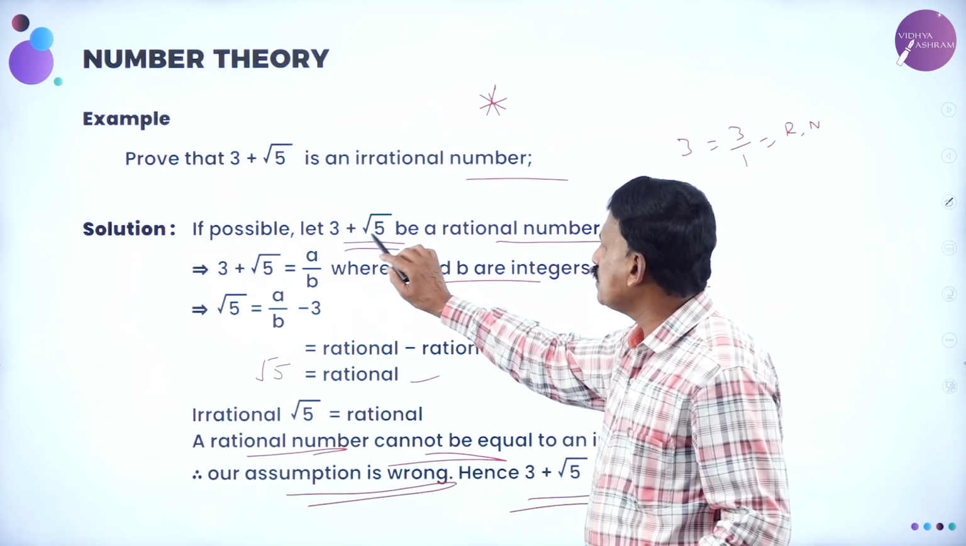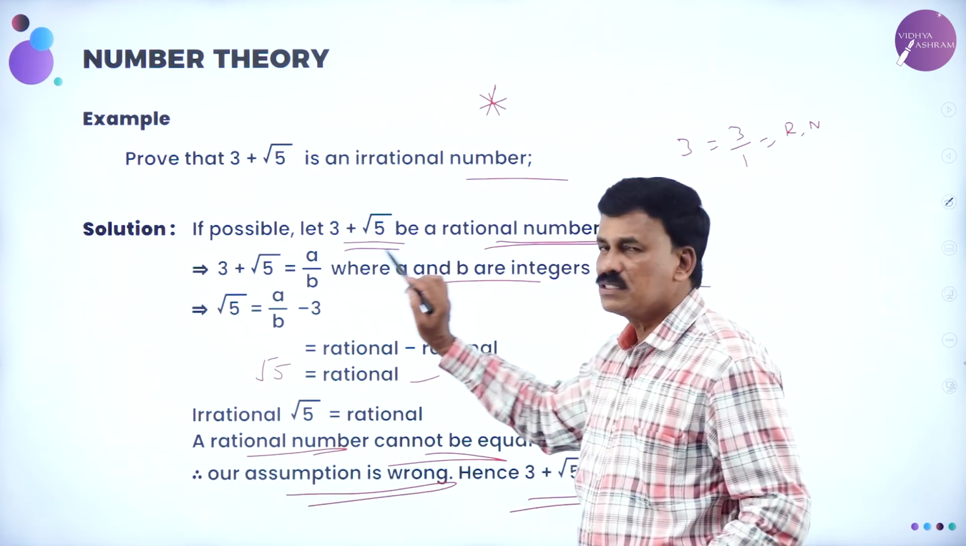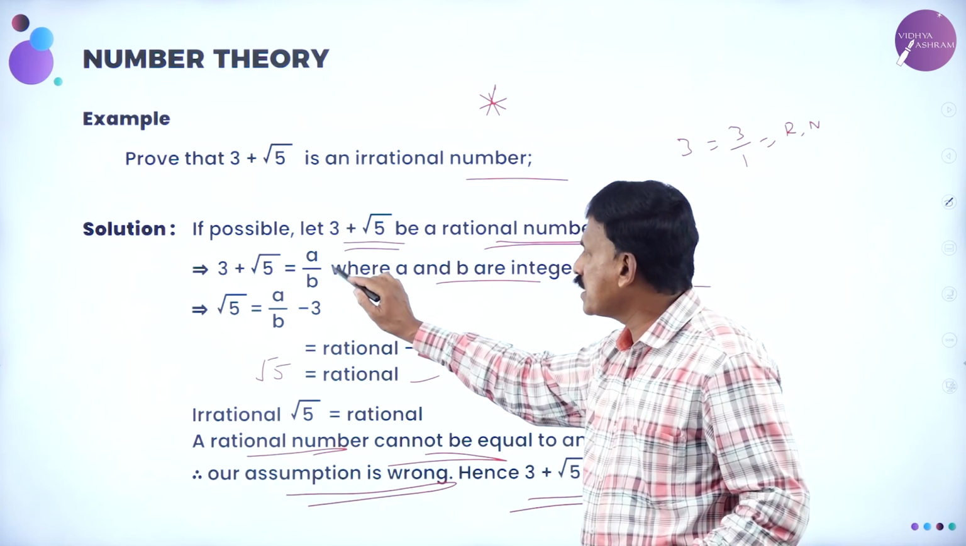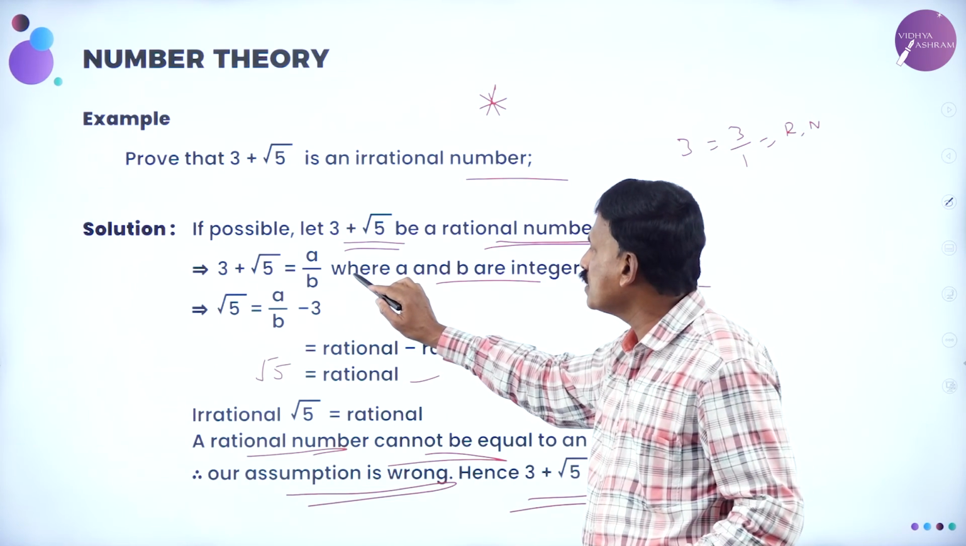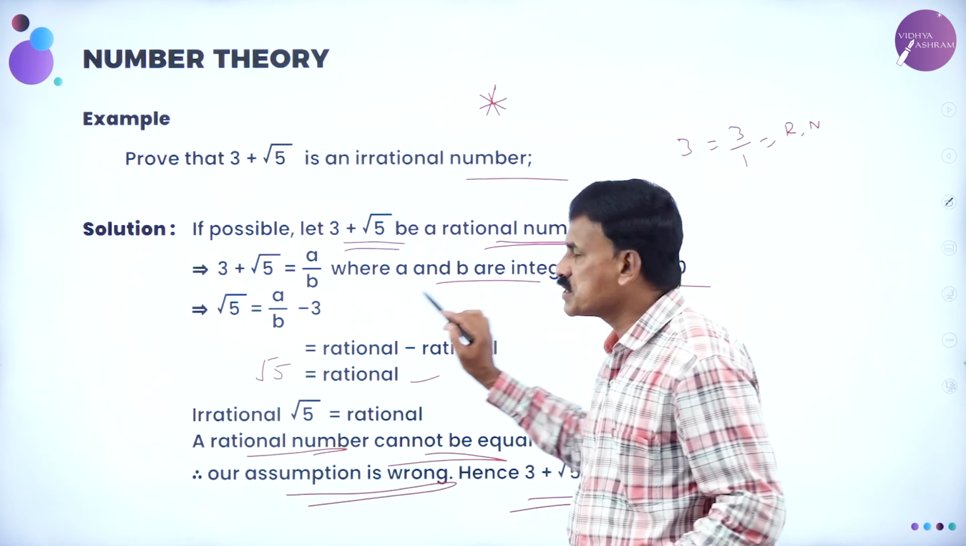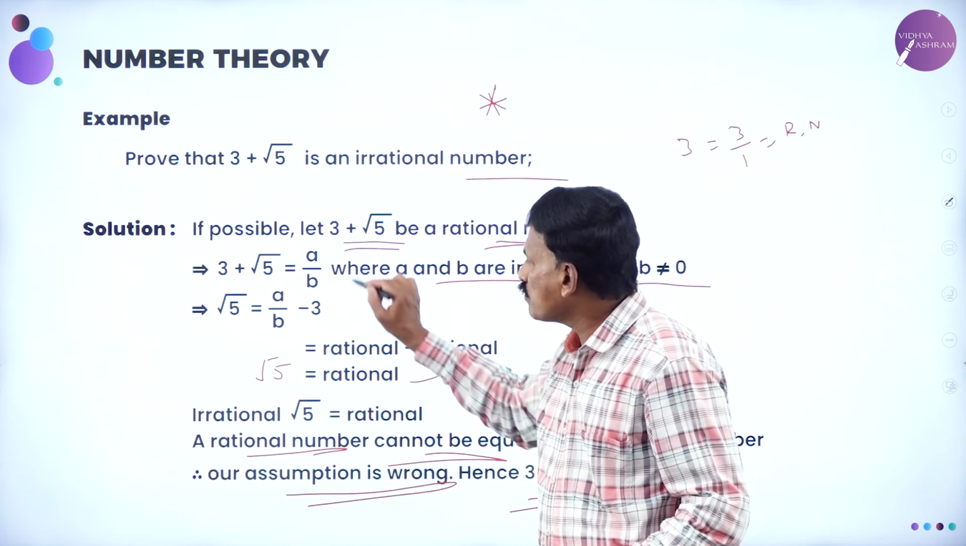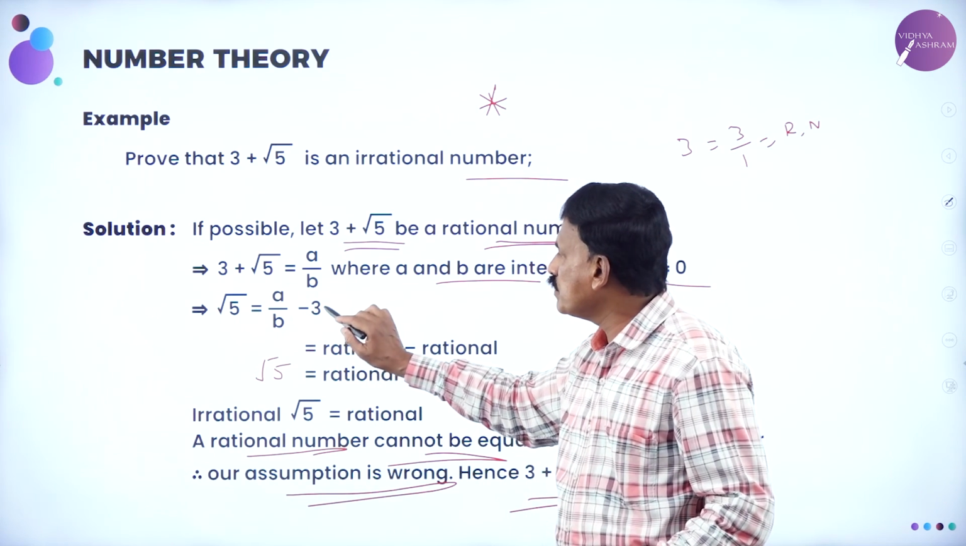Just assume that 3 plus root 5 is a rational number. Let 3 plus root 5 be equal to P by Q or A by B, a rational number, where A and B are any integers and B is not equal to 0. Keep root 5 itself and transfer plus 3 to the right hand side: root 5 is equal to A by B minus 3.